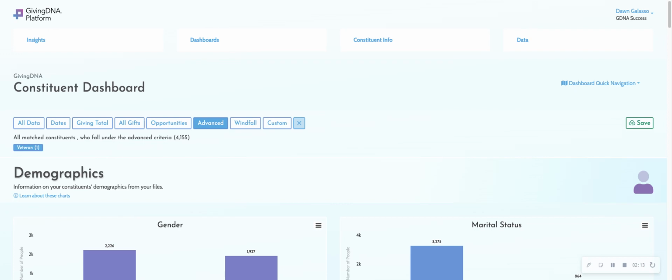So they took this segmentation and they sent an appeal out to them, as well as an appeal out to those that they had created through their own CRM, which were .gov and .mil and any other government exchange. The group that they identified in GivingDNA was a little over 2,800 people.